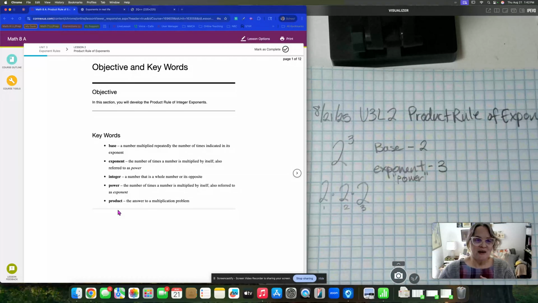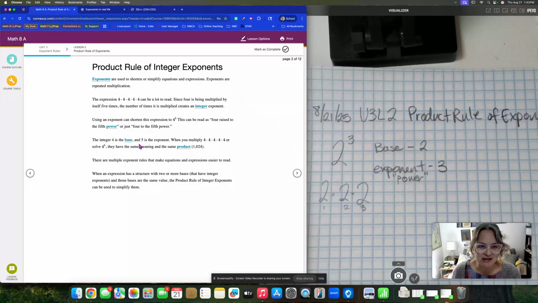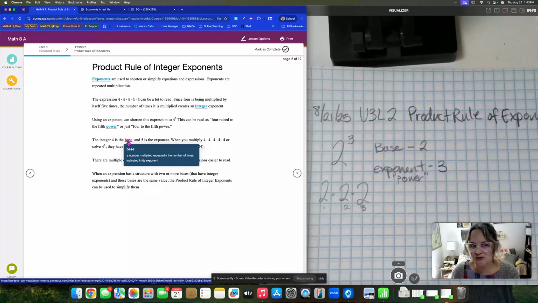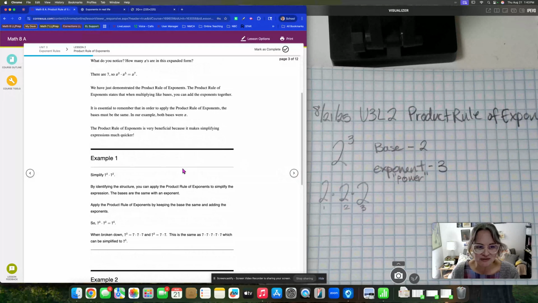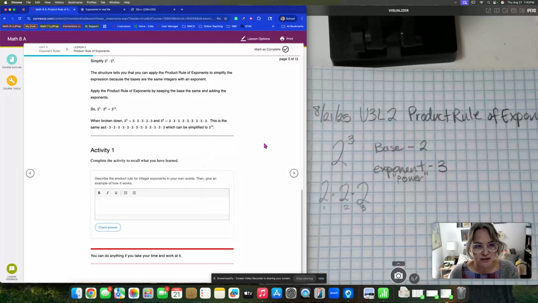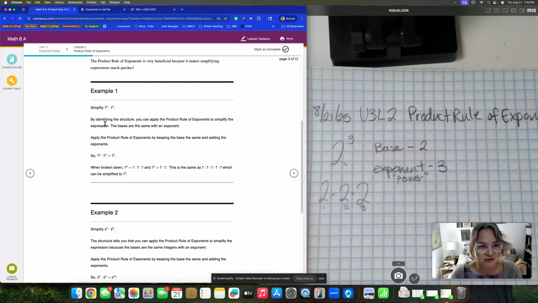All right, I'm going to show you some examples now from this lesson, okay? But you'd probably want to write these other terms if you need them, integer and product. And then when you read through the lesson, you might see some other things that are helpful to you. You might want to write down some of those examples. But I'm going to go ahead and look with you at this product rule. So let's see where they tell us the product rule.